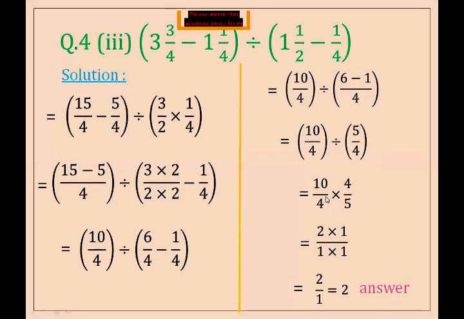After simplification or cancellation, 4 ones are 4, 5 ones are 5, and 5 twos are 10. 2 multiplied by 1 and 1 multiplied by 1. So we get the answer 2 upon 1, which is written as 2.